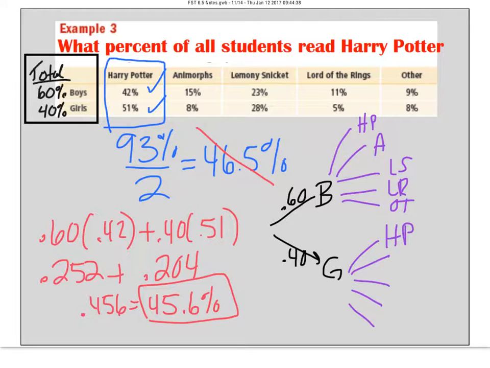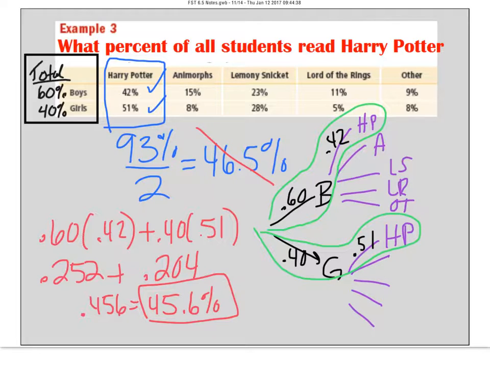And the only one we're looking at for this case is Harry Potter. So I'm going to stick with this Harry Potter branch. Now for the boys, Harry Potter was 42%, so let's write that right here at 0.42. For the girls, their Harry Potter was at 51%. Now, the only branches we are interested in looking at is that the boys looked at Harry Potter and that the girls read Harry Potter. So I either want to have this branch or this branch.